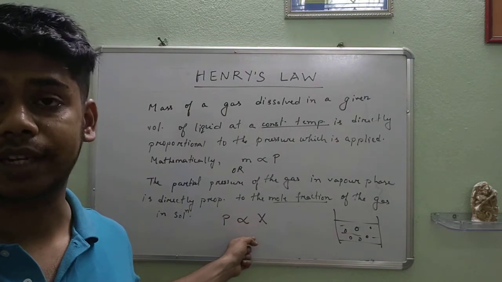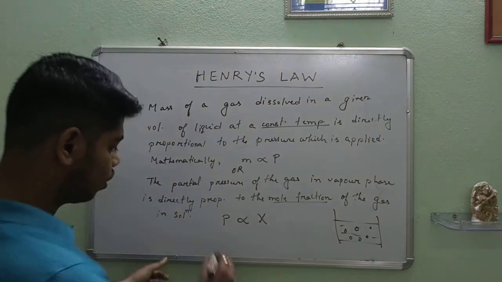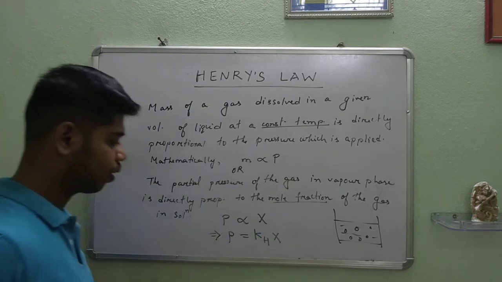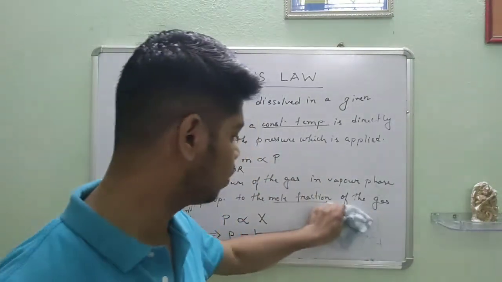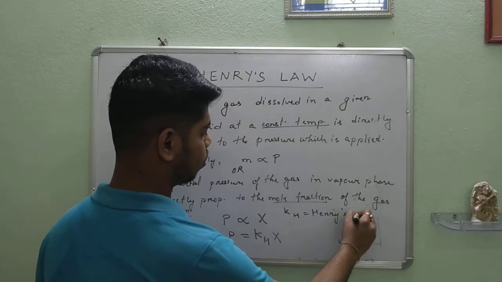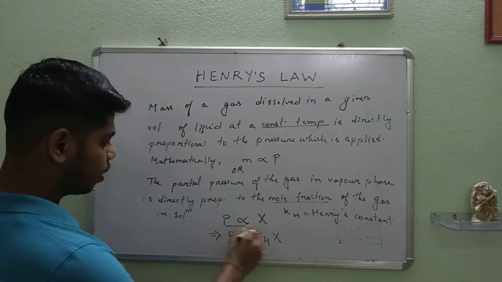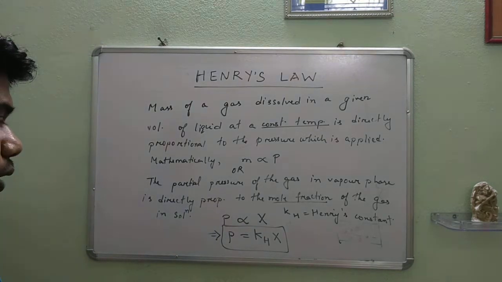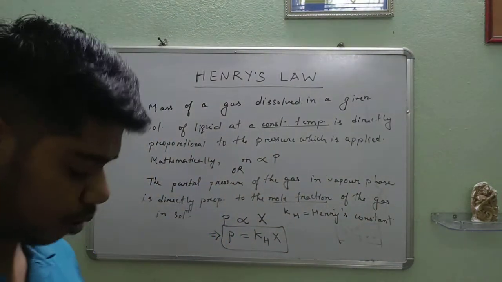So if this sign has to be removed, then what do we have to do? We have to introduce a constant, right? So the constant that we introduced here is KH. This is a constant, and it has a specific name. It is called Henry's constant. So this is the mathematical statement of Henry's law: P is equal to KH into the mole fraction of the gas. Here KH is Henry's constant.